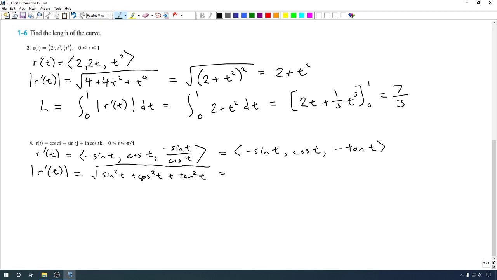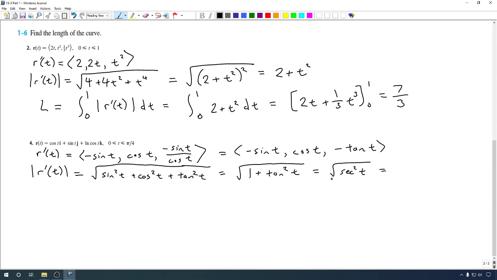Of course, we have our Pythagorean relationships that allow us to simplify this. Sine squared plus cosine squared is equal to 1. So really, we just have the square root of 1 plus tangent squared. But we can even go further than this. 1 plus tangent squared is secant squared. So we're really just looking at the square root of secant squared.